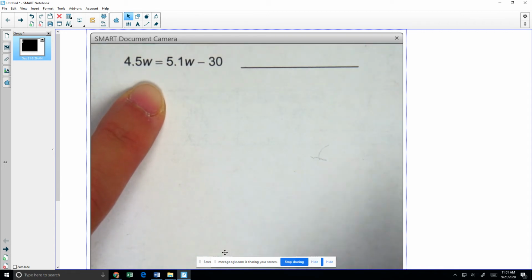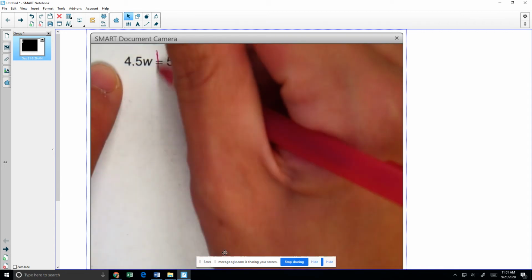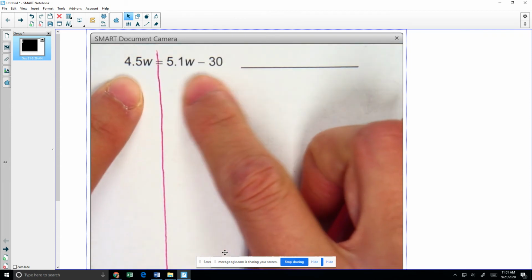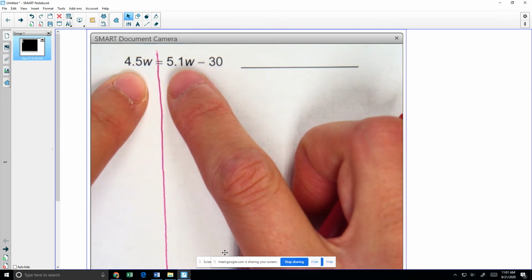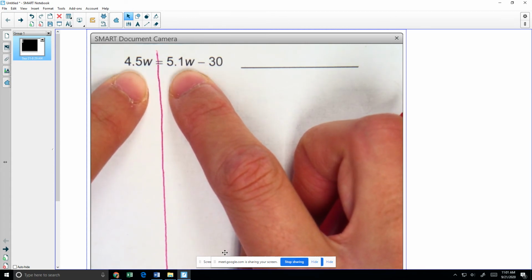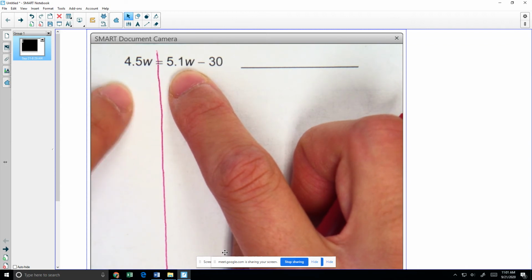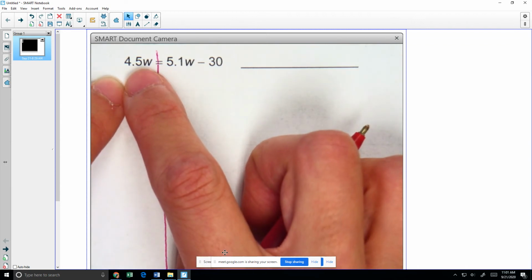Okay. This one is a little bit different. So it's already a decimal, so that's already good. But here's the thing. I have 4.5 and I have 5.1. I have variables on both sides. I want to move them, but the issue is if I were to move the smaller one, 4.5 is smaller.